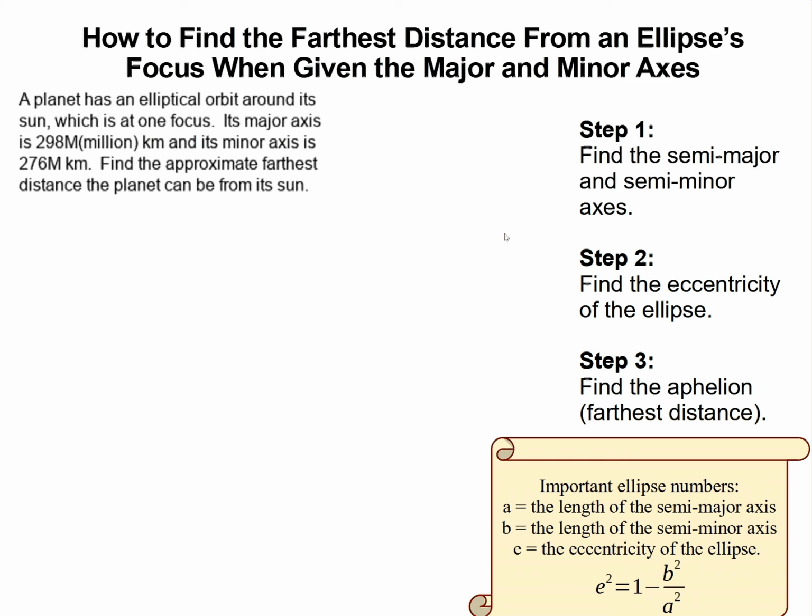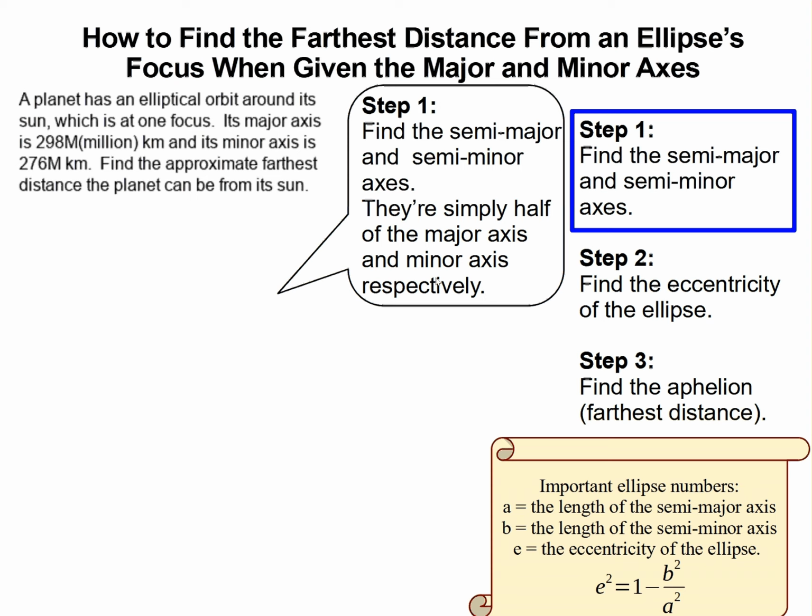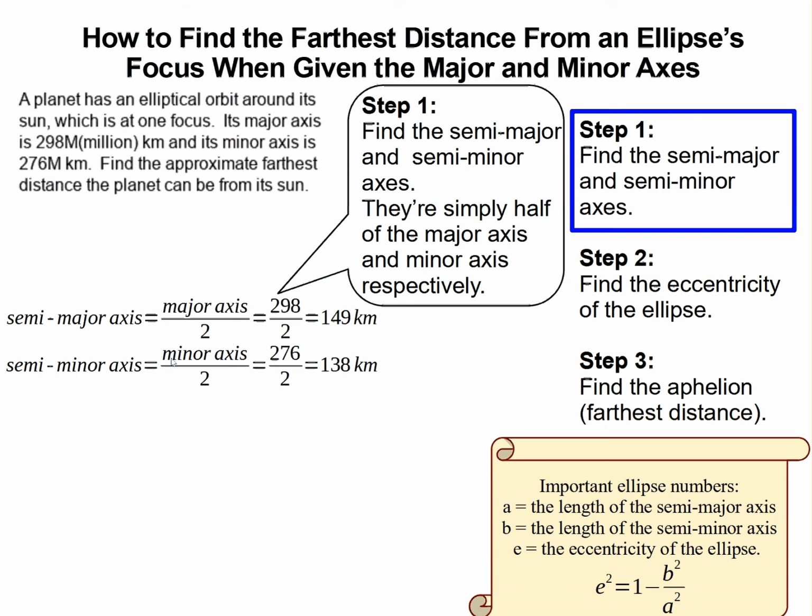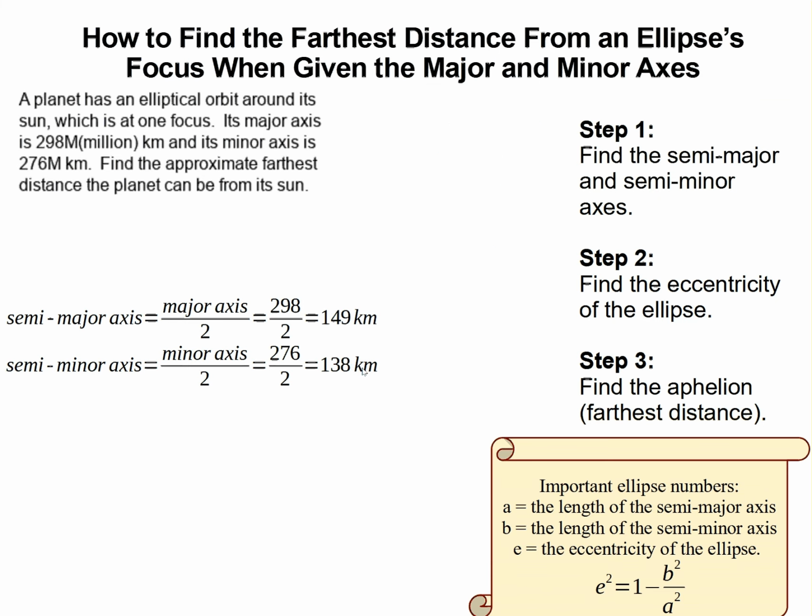Alright, first step is to find the semi-major and semi-minor axes. That's pretty simple, because the semi-major is just half of the major axis, and the semi-minor is simply half of the minor axis. So to find this, we just do the major axis, which was 298, that was given, over 2. Don't forget it's million. And this is the semi-minor axis. In order to do that, we simply substitute our minor axis, divided by 2, and we get 138 million kilometers.